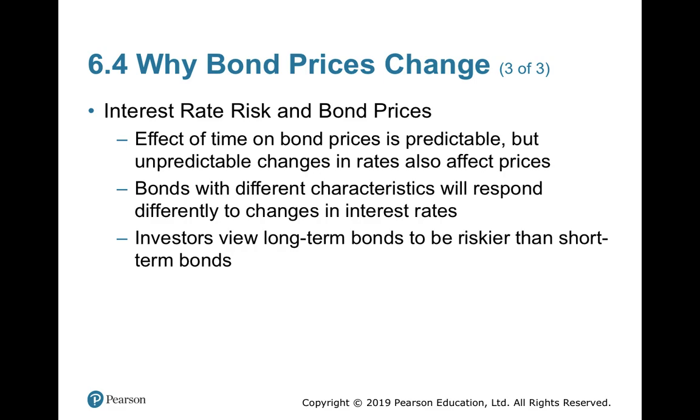Investors view long-term bonds to be riskier than short-term bonds. Why? Because long-term bonds are riskier with respect to interest rate risk compared to shorter-term bonds. If you compare a 30-year bond and a 5-year bond, the 30-year bond is riskier to interest rate risk than the 5-year bond. Similarly, lower coupon rates are riskier to interest rate risk than higher coupon bonds.